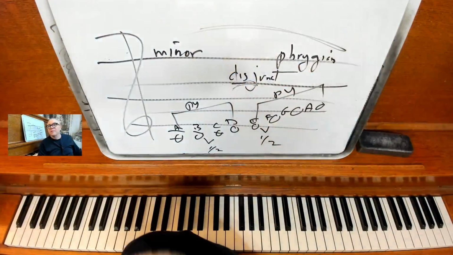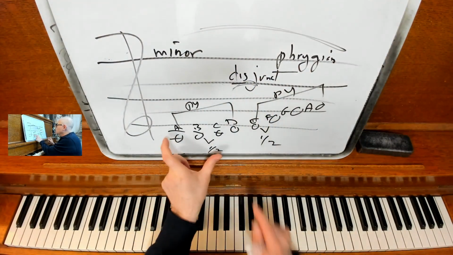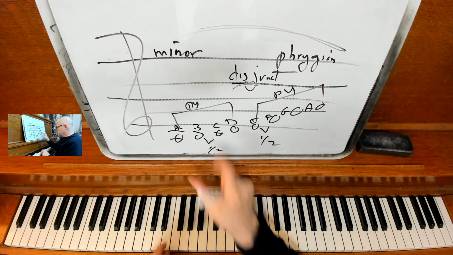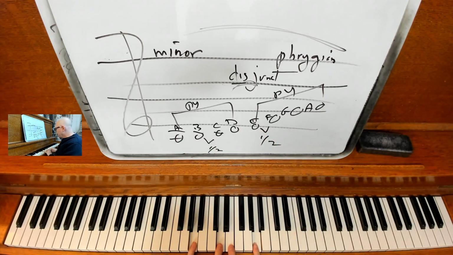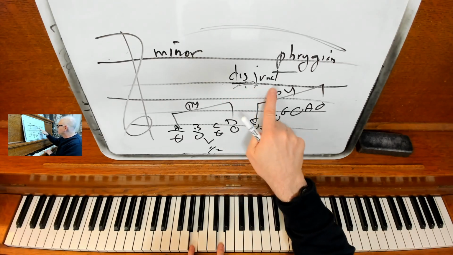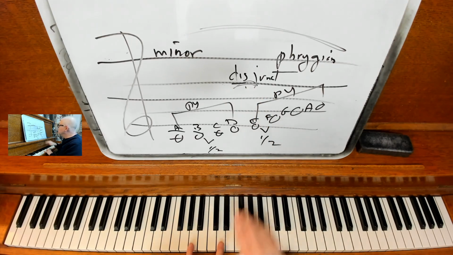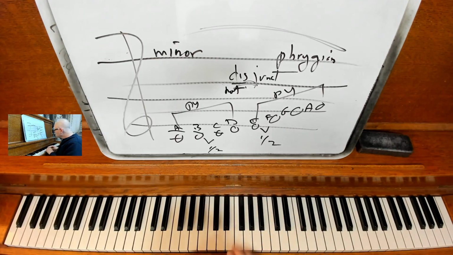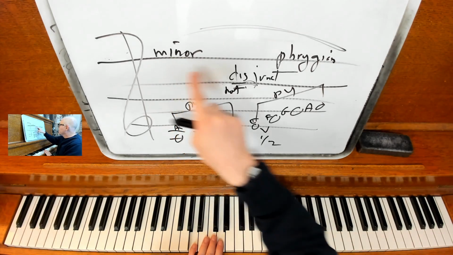Okay, let's get back to work. So the lower tetrachord and the upper tetrachord have something in common. This is the perfect fourth, and they are set next to one another, and that's referred to as a disjunct, D-I-S-J-U-N-C-T, disjunct relationship. Dis means not. There are tetrachords that share notes, and those are called conjunct, but we're not doing those now. And the lower one is a minor, and the upper one is a Phrygian.